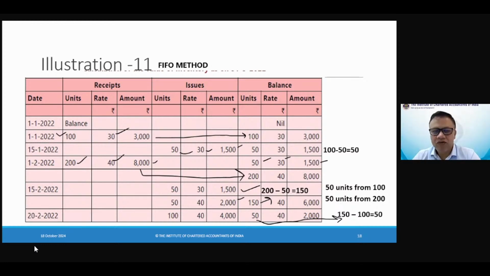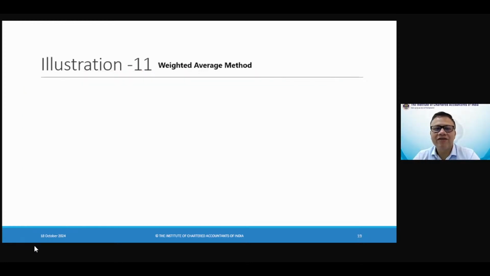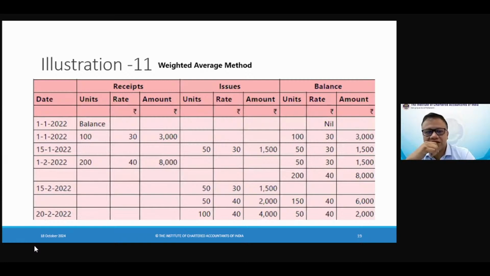Clear? Now we will go to the weighted average method. What does the weighted average method do? We have talked about simple average, and you all know LIFO. We'll go to the weighted average. Same table, same type of situation is happening. I'm just showing what happens in weighted average.